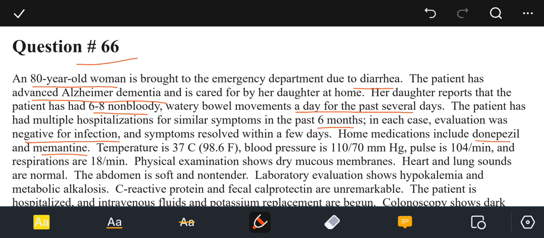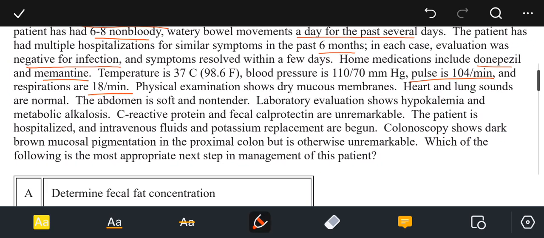The temperature is 37 degrees Celsius, blood pressure is 110/70 mm Hg, pulse is 104 per minute, and respirations are 18 per minute. Physical examination shows dry mucous membranes. Heart and lung sounds are normal. The abdomen is soft and non-tender. The lab evaluation shows hypokalemia and metabolic alkalosis. C-reactive protein and fecal calprotectin are unremarkable.